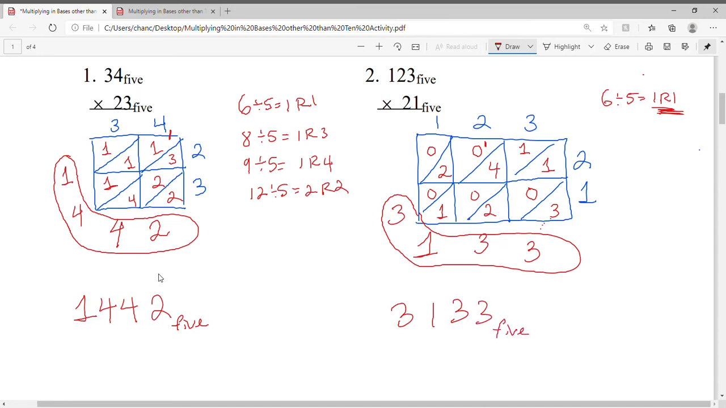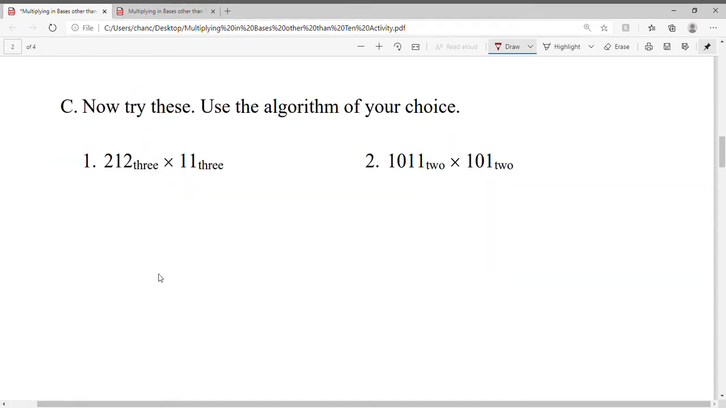Now let's check our work with the previous part. Is that the same answer? Yes, it is, so we know we did this problem right. In part C, I want you to try these on your own and use any algorithm that you like. Try some with the standard algorithm and try some with the lattice method. So give it a try and pause the video.